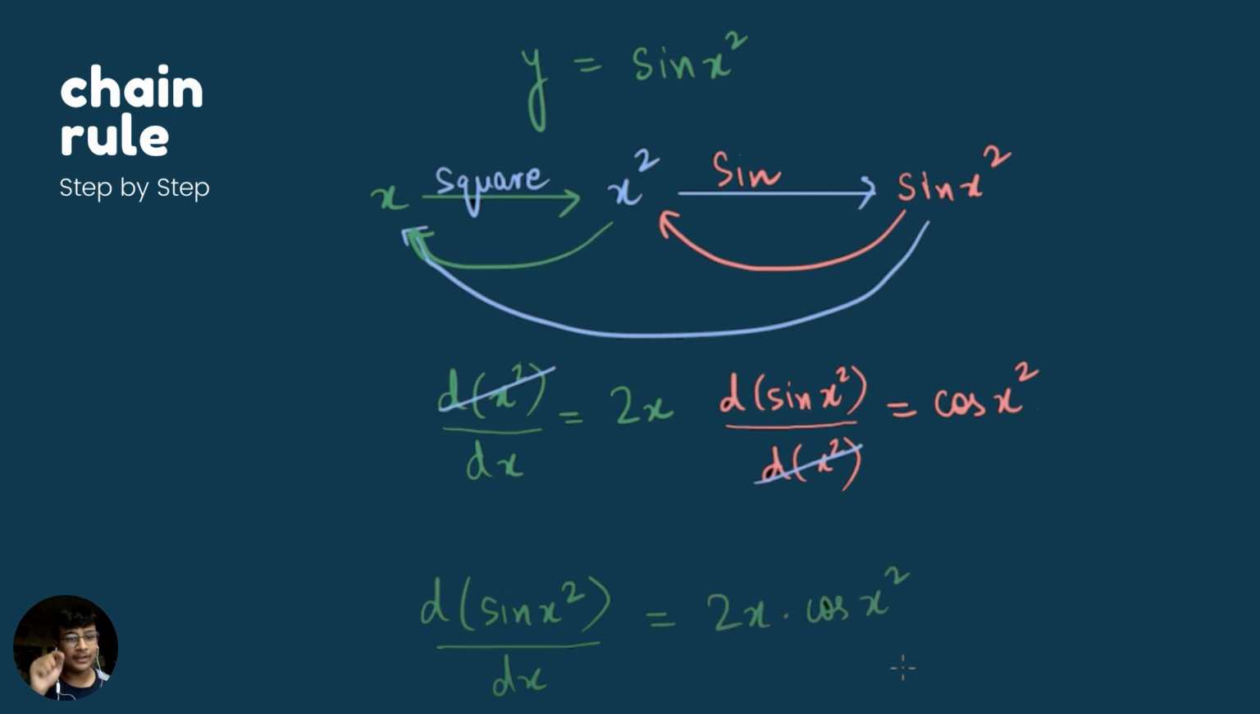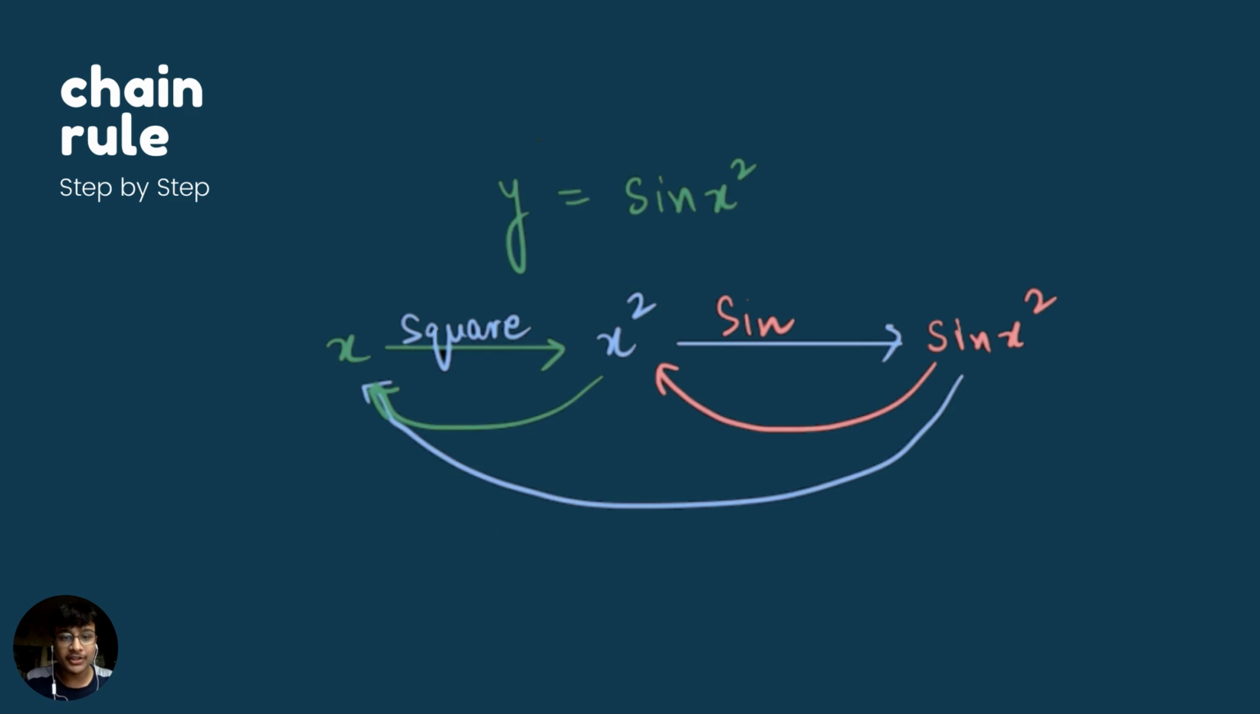x square with respect to x. We'll get 2x, and then we're going to differentiate sin x square with respect to x square. It would be cos x square. Simple. And now we cut off the d x square, we'll get 2x cos x square.